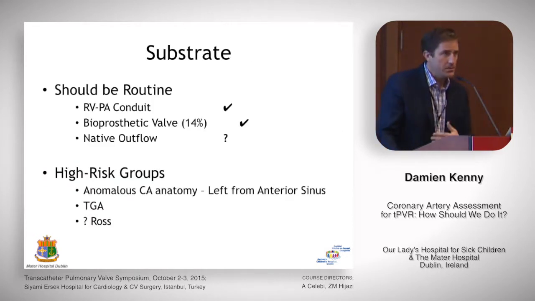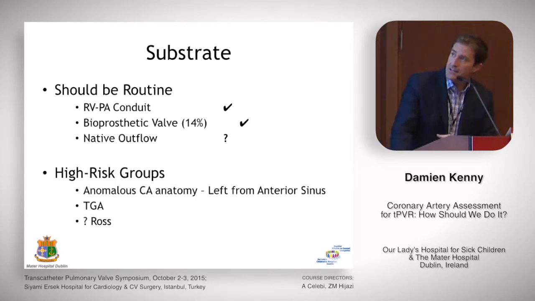So again, coming back to the substrate, I'd like to emphasize that coronary artery assessment in the setting of percutaneous pulmonary valve implantation should be routine, definitely in the RV to PA conduit group, probably in the bioprosthetic valve group, even though some people feel that you're protected by the valve ring. 14% of the cohort in this group had coronary compression. In the native outflow, I don't know what the answer is. I think if you get caught, it's indefensible, but the likelihood is extremely small.